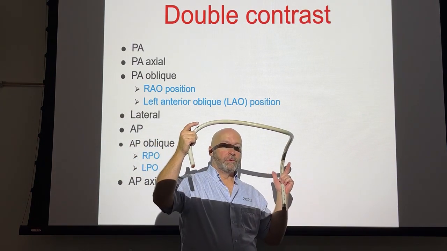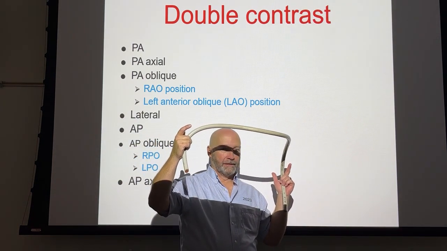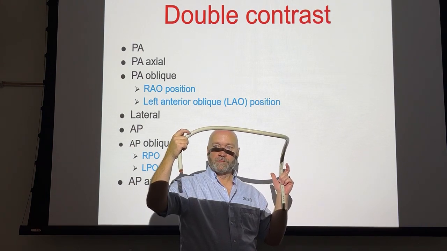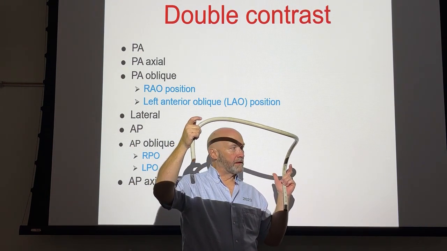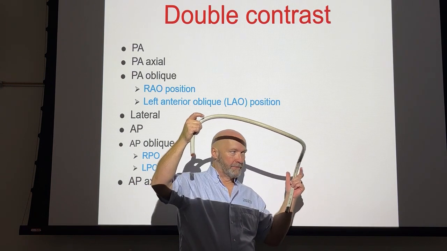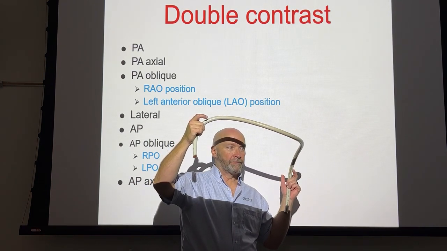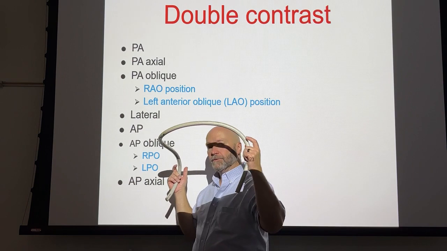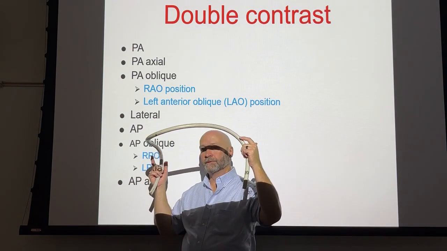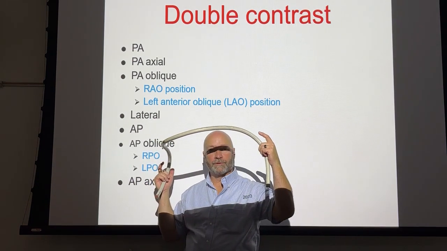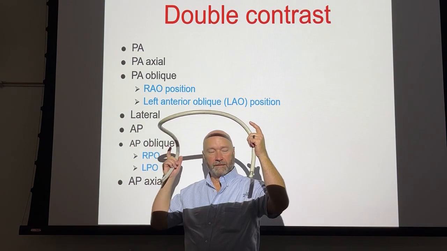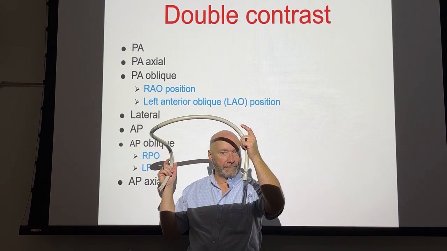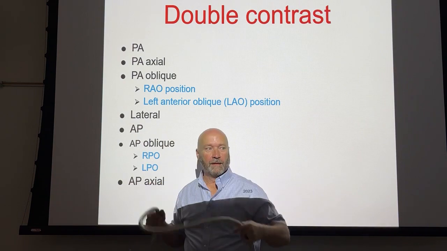So LPO, where is the air going to be? Yeah, right colic, hepatic flexure. Barium is going to be down. Splenic flexure, right? RPO is going to be the splenic flexure. The air is going to be in the splenic flexure. The contrast is going to be in the hepatic flexure, right?